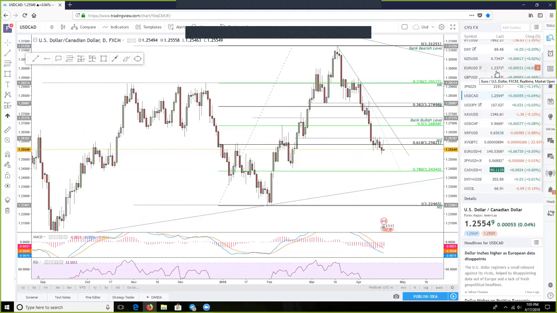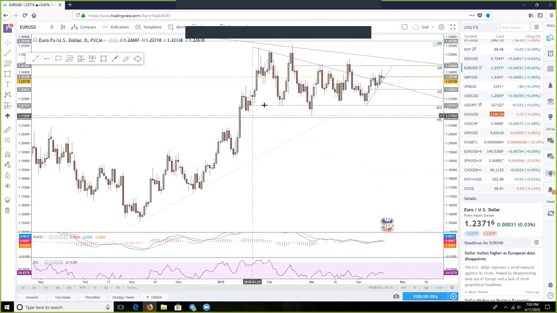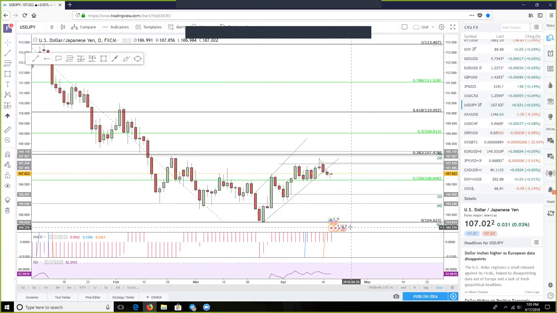Look at the last 2 months for euro, this giant range right here. The last 2 months for USD JPY, this giant range right here. Every time you think you have it figured out, you don't. You just have to keep adapting, assessing and reassessing. The setups that you saw yesterday will happen, but just not every time. It's frustrating, but if it was easy, then everybody would do it. That is very, very true.